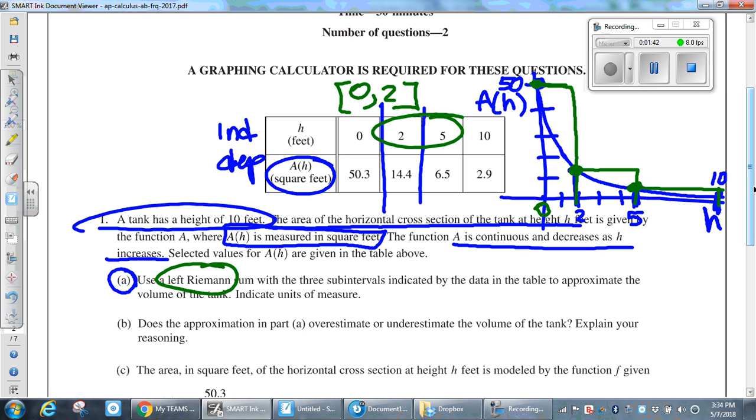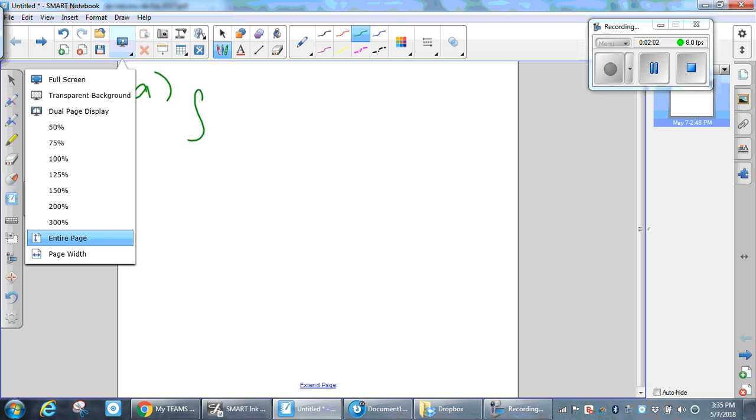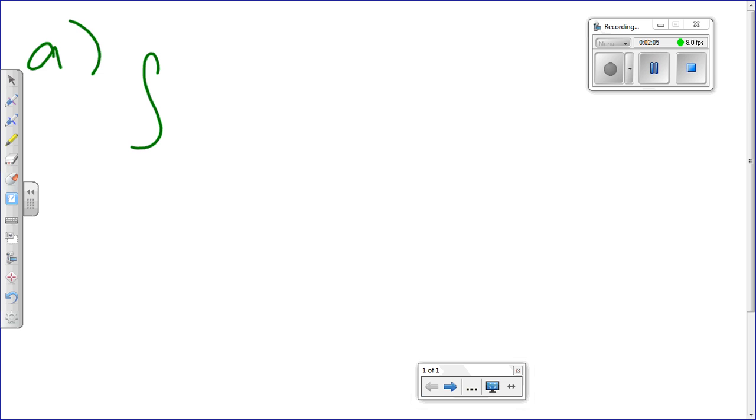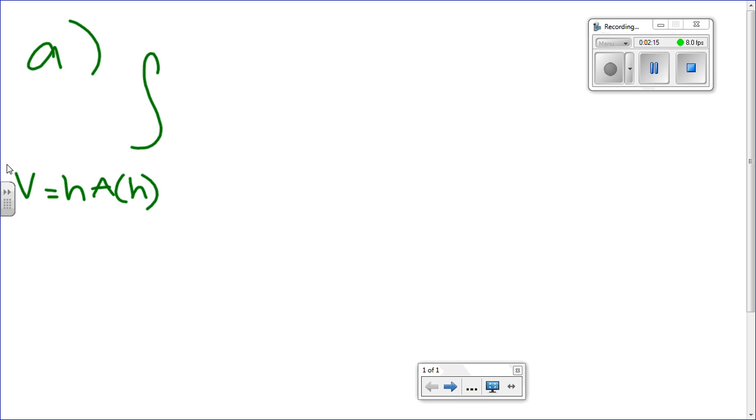That's important to trace in case you forget if there's going to be an over or an underestimate, because that's the question for part B. All right? So then we're going to expand that Riemann sum. And what we're going to do to answer that part A is we're going to say the integral. Now, another thing, if we are measuring the height and then the area, what are we going to get, guys? The volume, yes. And so that's how we're going to find the volume, by calculating the integral from 0 to 10 of the function A of h, and we're integrating with respect to h.